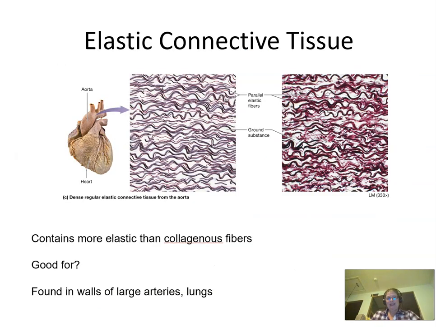Now, elastic connective tissue looks really funky. It's just all these elastic fibers. You can kind of see how you could pull it and you'd expect it to spring back. So it will have some collagen fibers. You're going to need some strength in there, but it's really good for recoil. So, let me try to use a pen here.